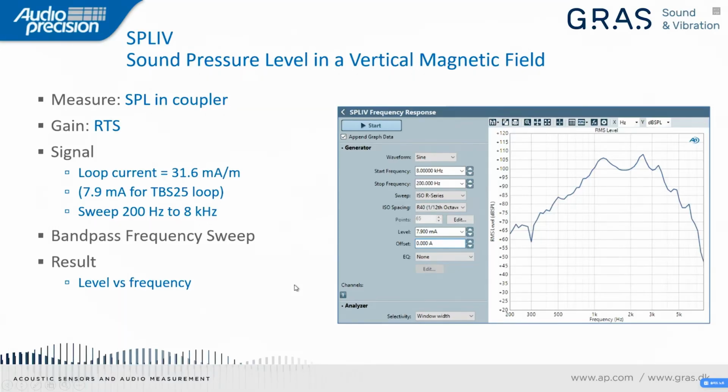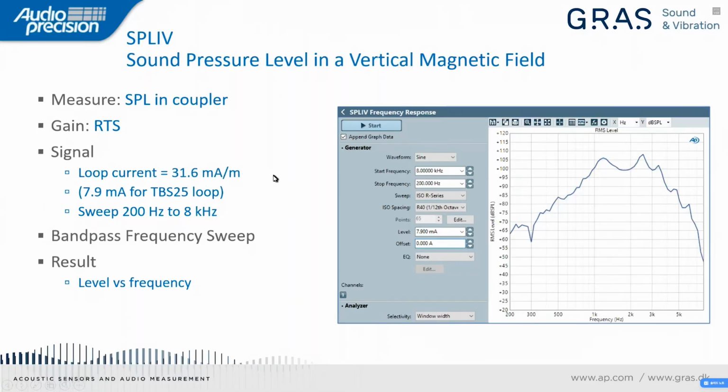Now the SPL-IV is for hearing aids that have a telecoil that responds to a magnetic field. In this case, we're also measuring the sound pressure level in the coupler with the gain of the device at the reference test setting. But rather than an acoustic signal, we put the hearing aid in telecoil mode, and we generate a loop current within the loop of the hearing aid test box at a level of 31.6 milliamps per meter.